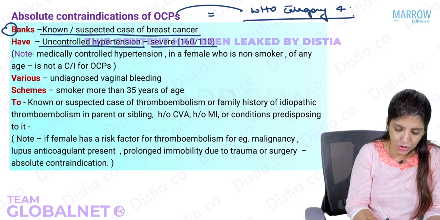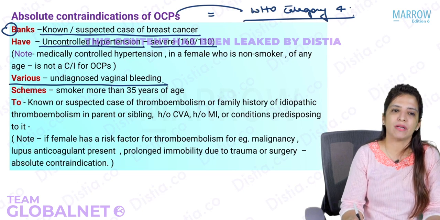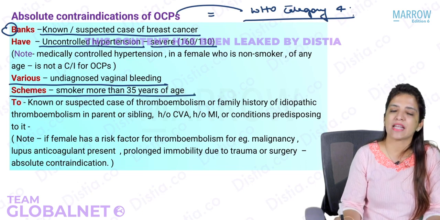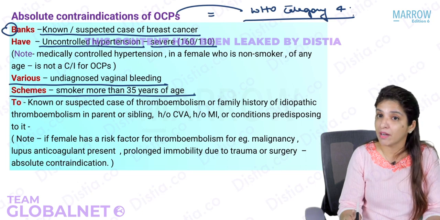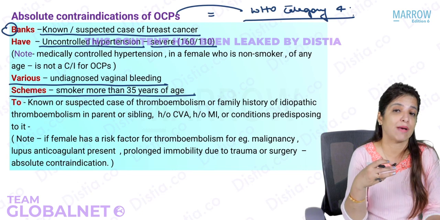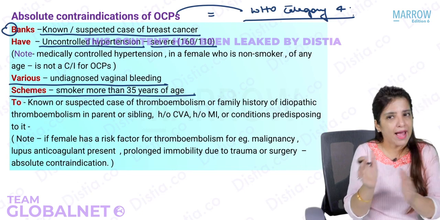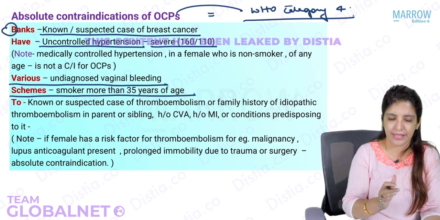Number 3 is undiagnosed vaginal bleeding. Undiagnosed vaginal bleeding is an absolute contraindication. Then S stands for smoker who is more than 35 years of age. But I'm not saying any female who is more than 35 years of age is an absolute contraindication. No, I'm telling you smoker. And if she is more than 35 years of age, then that's a contraindication.